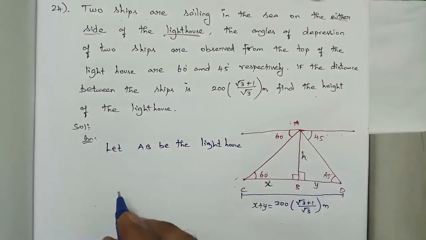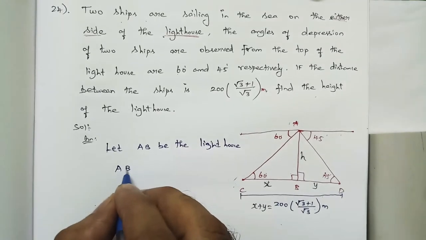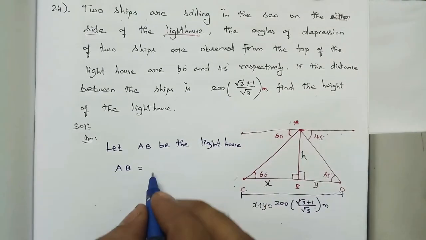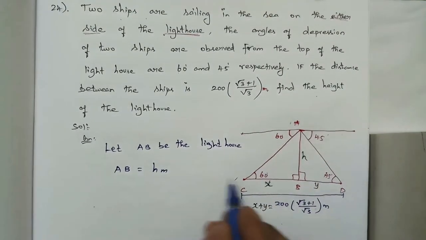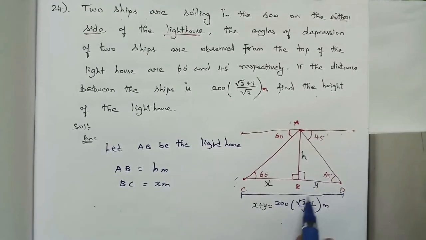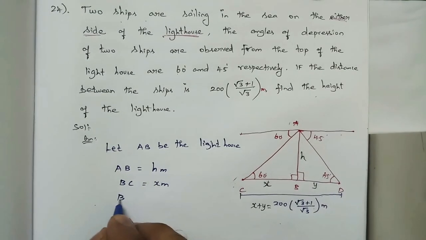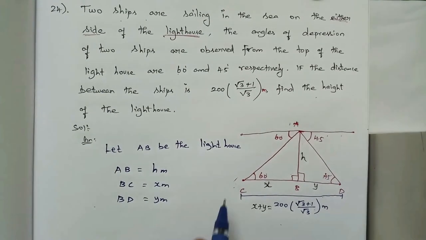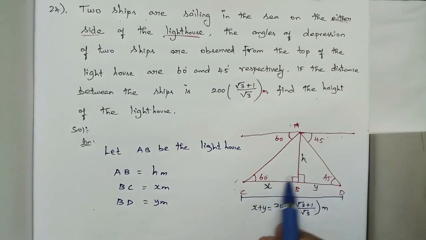What are the things we have assumed? AB is h meters, the height of the lighthouse. AB is equal to h meters, right? And BC is x meters. BC is equal to x meters. And BD is y meters. BD is equal to y meters. Now we are having two right triangles, right? We are having two right triangles.